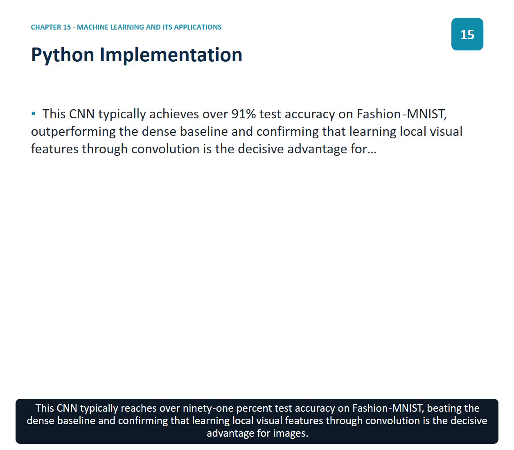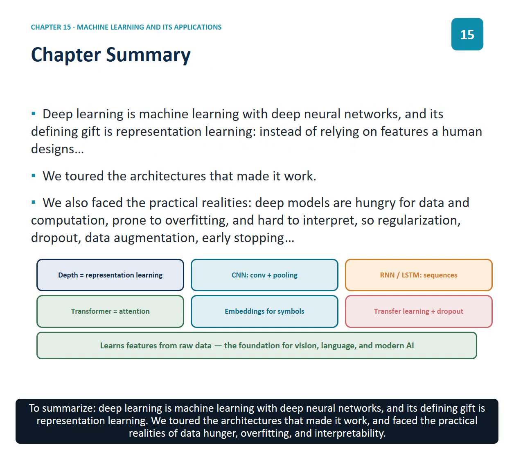This CNN typically reaches over 91% test accuracy on Fashion MNIST, beating the dense baseline and confirming that learning local visual features through convolution is the decisive advantage for images. To summarize, deep learning is machine learning with deep neural networks, and its defining gift is representation learning. We toured the architectures that made it work and faced the practical realities of data hunger, overfitting, and interpretability.